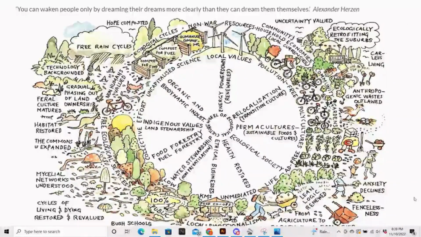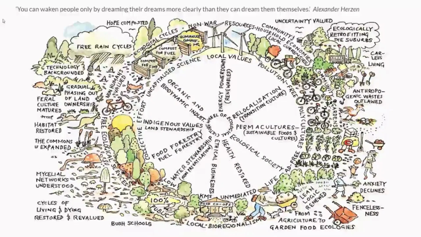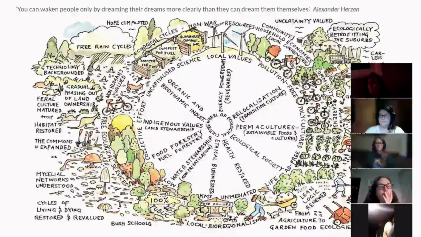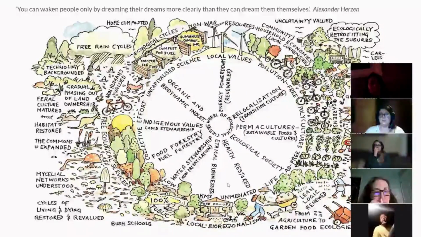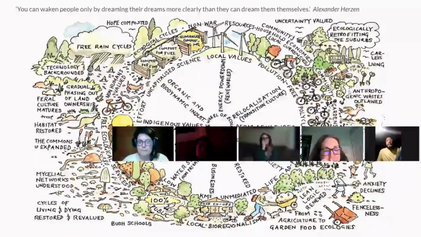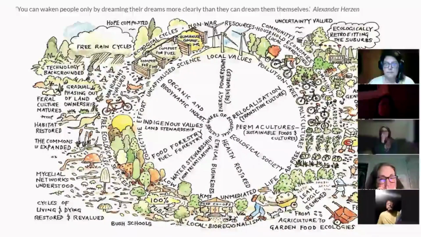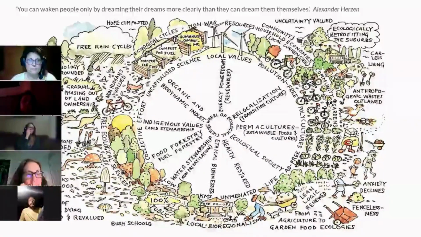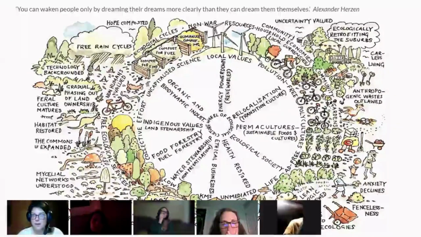So I want to go ahead and read this quote for you at the top. It says, "You can waken people only by dreaming their dreams more clearly than they can dream them themselves." And this is a really beautiful depiction of the power of one single principle. They have done it for all 12 principles. They have created this cycle. One of my favorites is hope composted, uncertainty valued, anxiety declines.